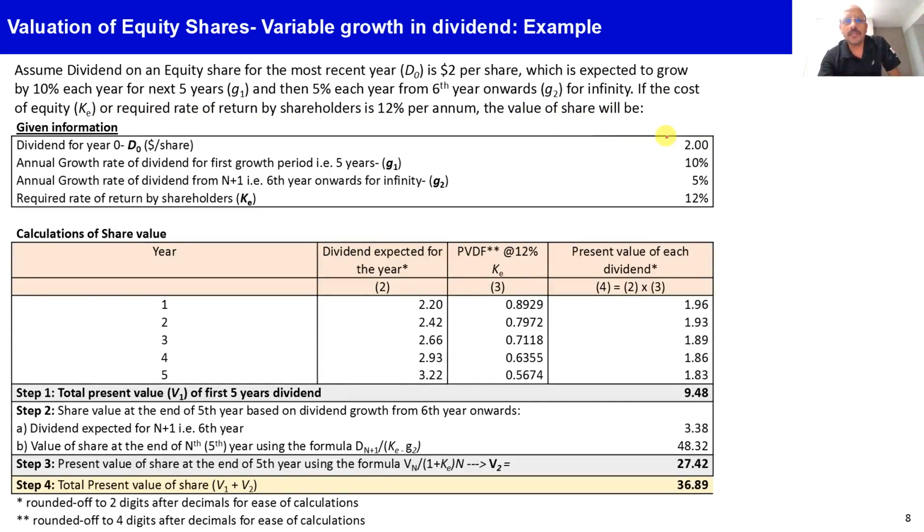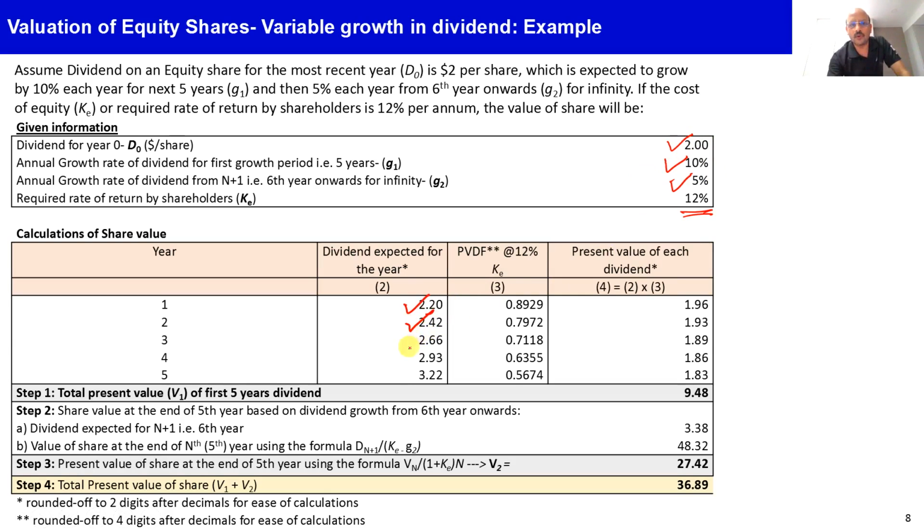Here we know D0 is equal to 2, and G1, which is the growth rate for the first period, is 10%. G2, which is the growth rate for the second period, is 5%, and the expected rate of return by the shareholders is 12%. So first we can calculate the present value of the first 5 years' dividend. The first year's dividend will be 2.2, which is derived from the base year dividend of $2 increasing by 10% per annum.